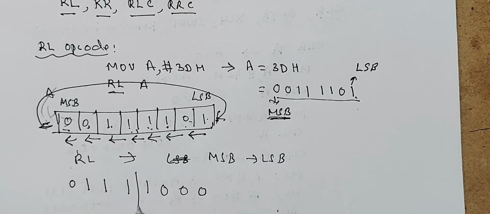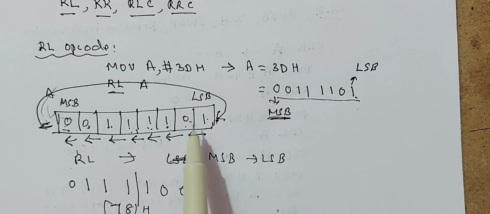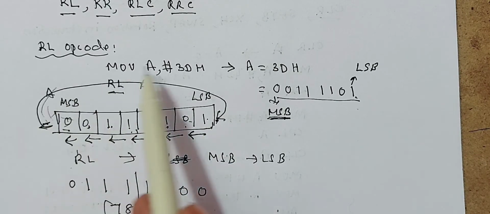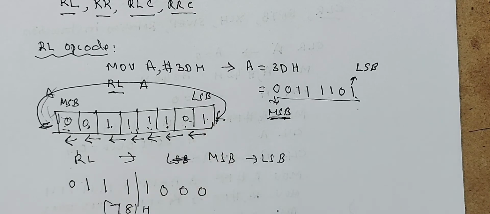Now what is this value? This is 8. 78H is the number. When you shift this value 3D, given by this binary number, to the left, since MSB goes to LSB, the new number is 78H. In this way, you have to shift each bit to the left. While shifting it, the MSB bit becomes the LSB.